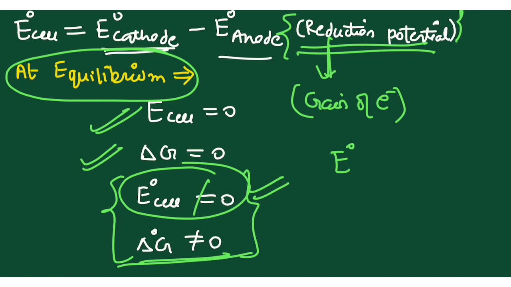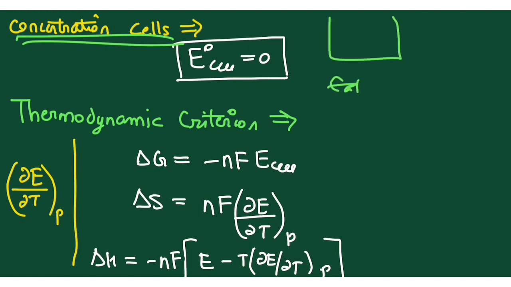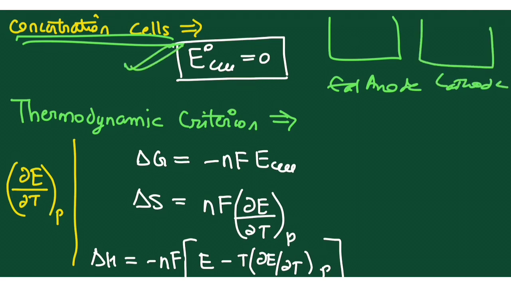Now concentration cells are the cells which have the same type of electrode at both the cathode and the anode. Here you have the same type of anode, and here you also have the same type of cathode, and therefore E naught cell is equal to 0, E naught cell and not E cell. Always remember that at equilibrium E cell is equal to 0, and in concentration cells E naught cell is equal to 0.